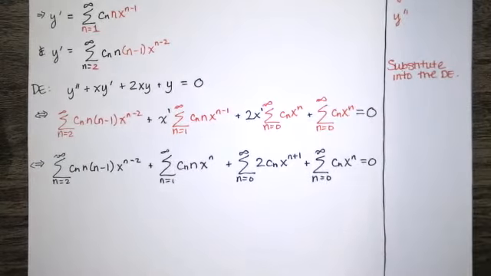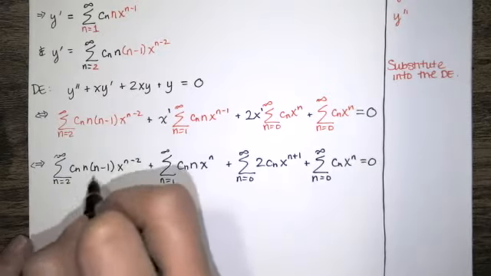Okay, so we substituted into the differential equation, and now we've got 4 series that we're adding together, and that equals 0 on the right-hand side. In order to add these series together, basically we want to collect like terms, but the only way to collect like terms is if all series begin with the same power of x. So we want to remove terms from the series so that all series begin with the same power of x.